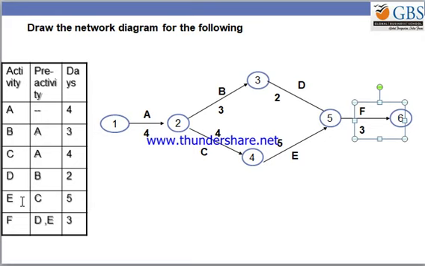E will be done after completion of C activity, but F activity is going to come only after D and E are completed. So here ends our project. So here our activity diagram or network diagram is accomplished. I hope this is very clear.